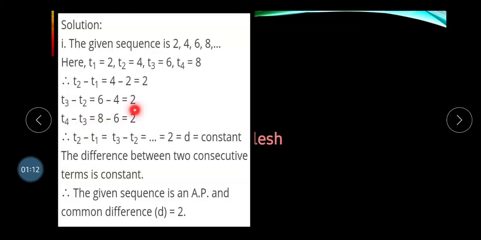Here you can see the difference in each step is 2. Therefore, T2 minus T1 equal to T3 minus T2 equal to 2, that is D is constant. The difference between two consecutive terms is constant. Therefore, the sequence is an AP and the common difference D is 2.